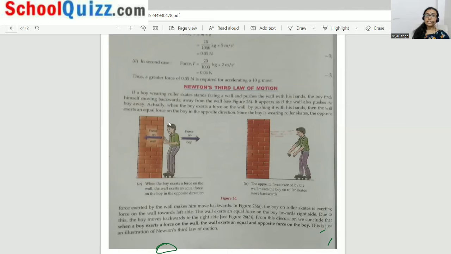Here the boy is exerting a force, some amount of Newtons of force, on this wall, and the wall is also exerting force on this man. Clear? So this is the action force, what this boy is exerting on the wall, and the reaction force is what the wall is exerting on this boy. Clear?